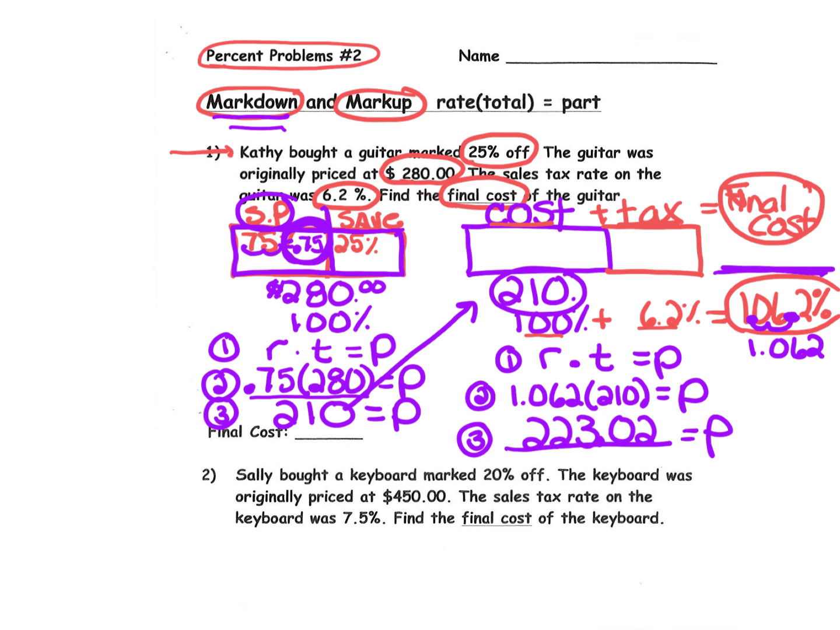Now complete problem 2 on your own. It's almost identical to problem number 1, except there's a change in a few of the values. But you will do a mark down first and a mark up second. You can pause the video at this point and complete problem number 2. When you're ready, turn the video back on and let's move to page 2.